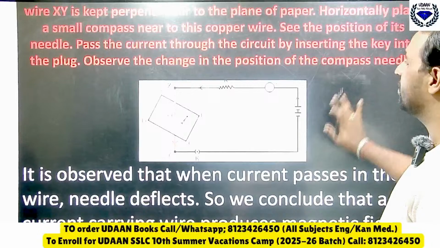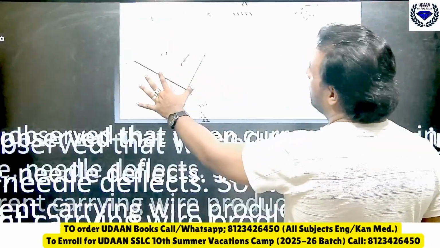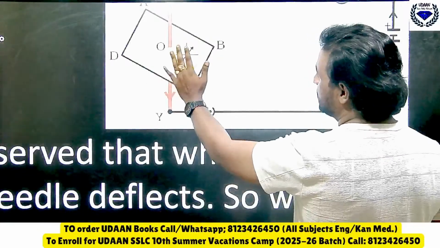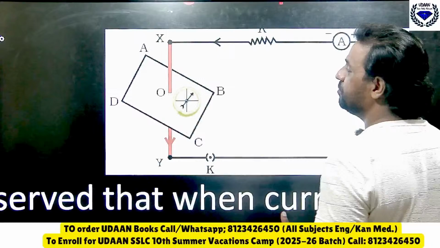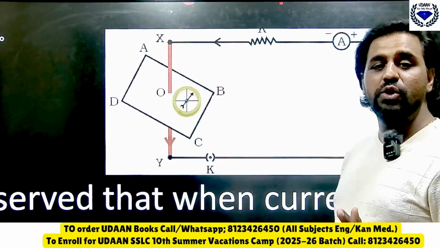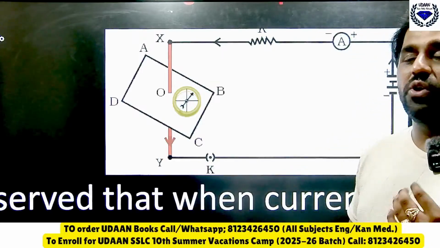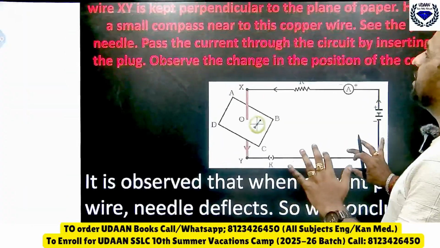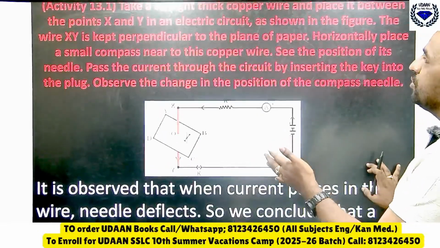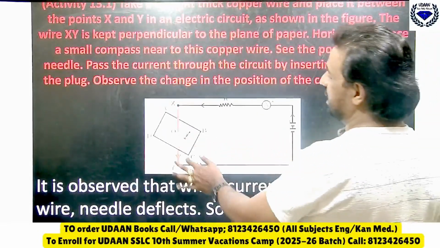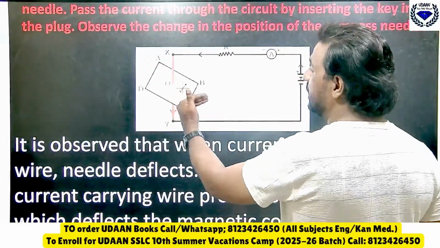So what will you get here? It is observed that when the current passes, this compass will deflect. You know what a galvanometer is? The main function of a galvanometer is to detect the current. It does not measure whether current is flowing or not, it detects it. Remember, in the galvanometer a small compass is fixed. This magnetic compass or galvanometer will just deflect.